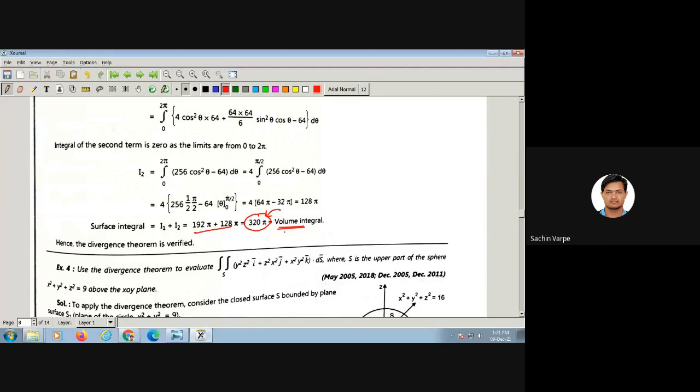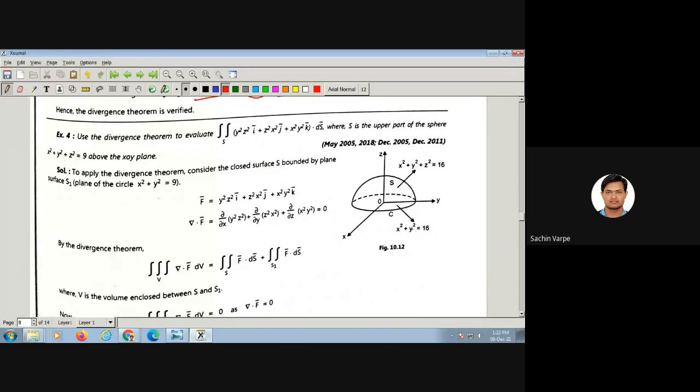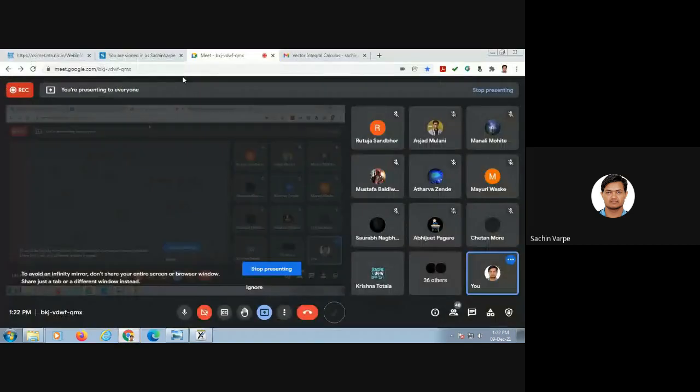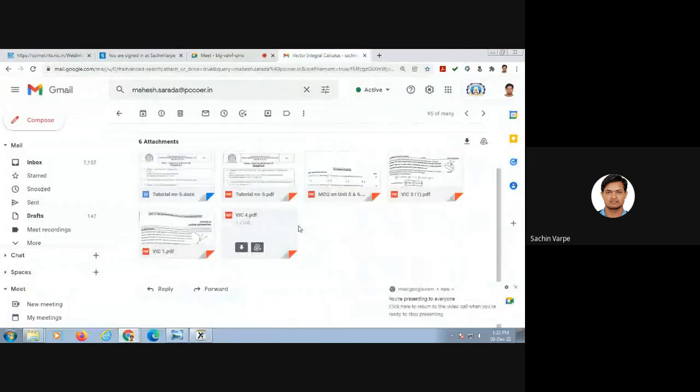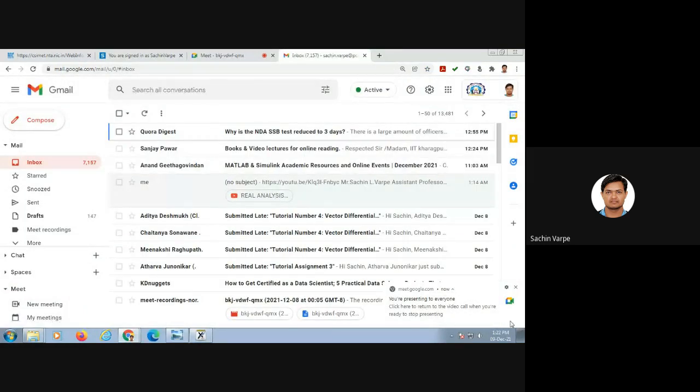Yes, any doubt, any question in Stokes theorem and divergence theorem? I'm going to conclude this discussion over these two theorems. Please ask if any doubt. Everyone? Any doubt, any question? No, sir. Okay, great.